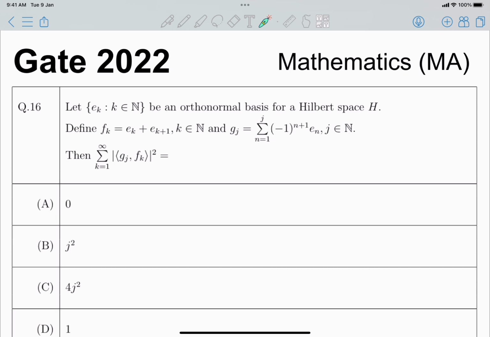Okay, so today we'll solve GATE 2022 question. This is a question from functional analysis. It is question number 16.